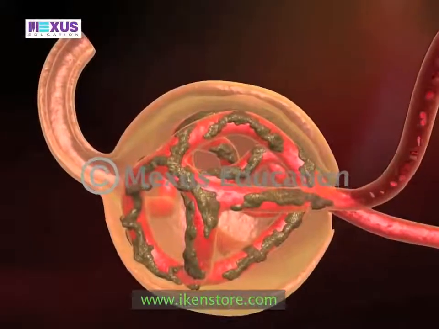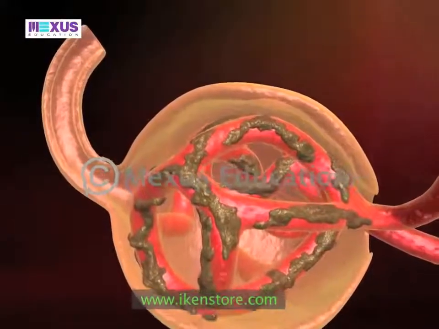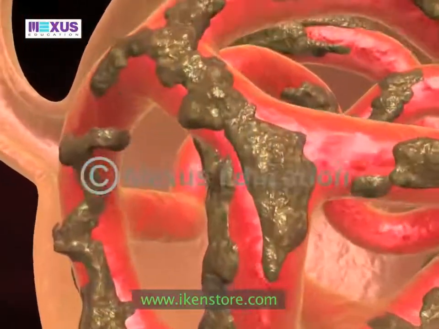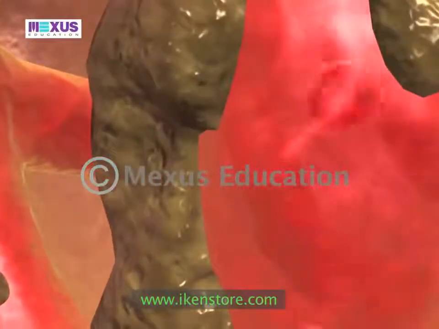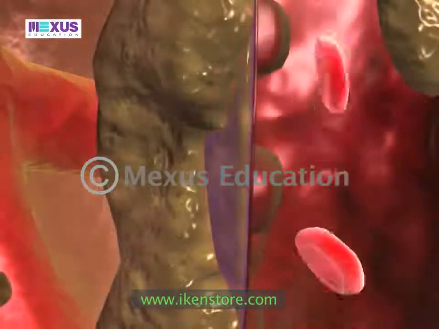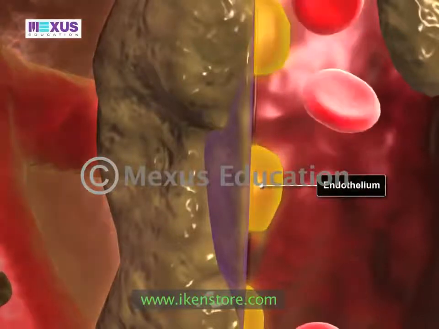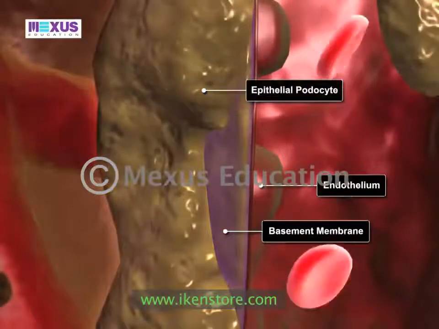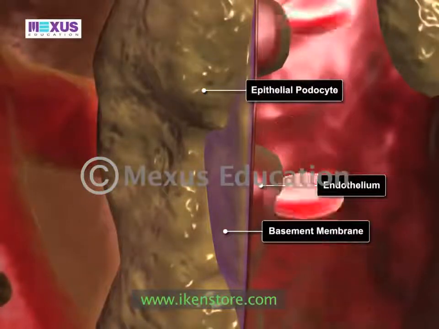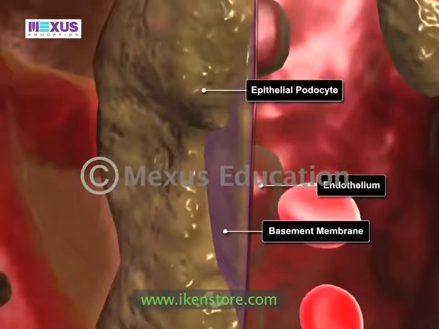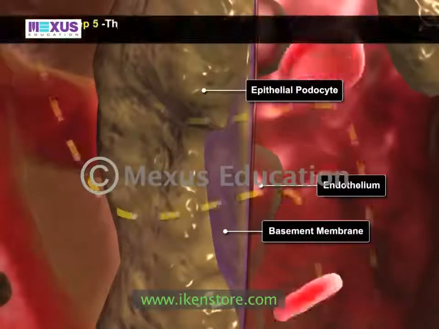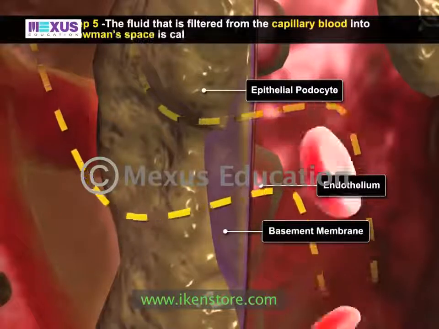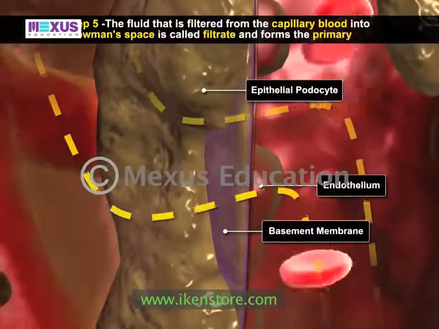Plasma-like fluid is filtered from the capillary blood into Bowman's space through the glomerular filtration membrane. The glomerular filtration membrane consists of 3 layers of capillary walls, the endothelium, the basement membrane, and the epithelial podocytes. This membrane allows some particles from the blood to pass through, but not all. The fluid that is filtered from the capillary blood into Bowman's space is called filtrate and forms the primary urine.